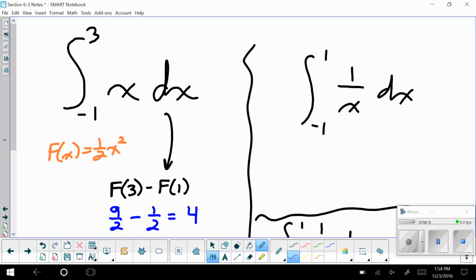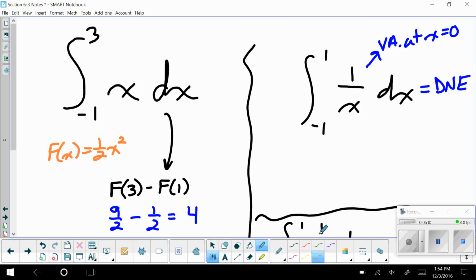Now, where I do have to be careful is with antiderivatives, I have to watch for vertical asymptotes. If you remember, vertical asymptotes are not integrable. So I do have to keep an eye out for those. So if I'm looking at the integral from -1 to 1 of 1 over x with respect to x, 1 over x has a vertical asymptote at x equals 0, which means, because 0 is within my bounds here, this does not exist.